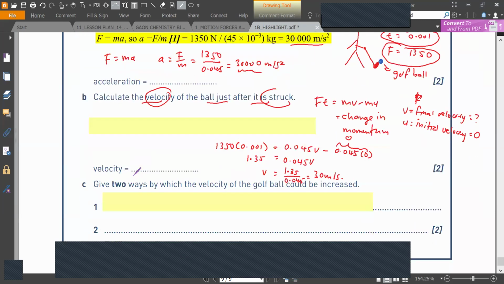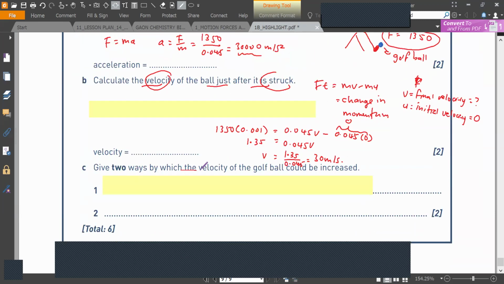Next, give two ways in which the velocity of the golf ball could be increased. How can we increase the speed of the golf ball? We focus on this formula. The speed depends on this mv here, so we want this to increase. We want the Ft to increase, because if Ft increases, the mv will increase, so the v will also increase.